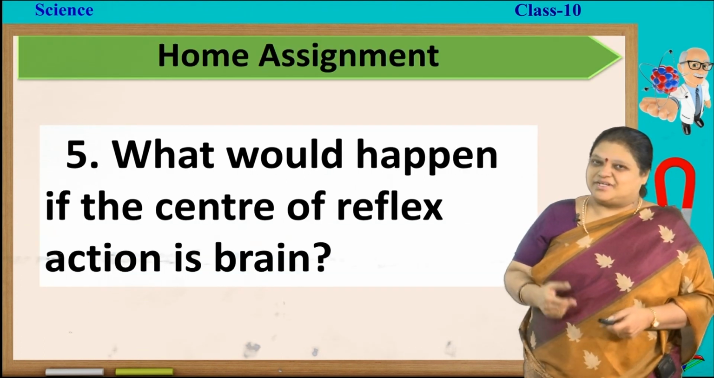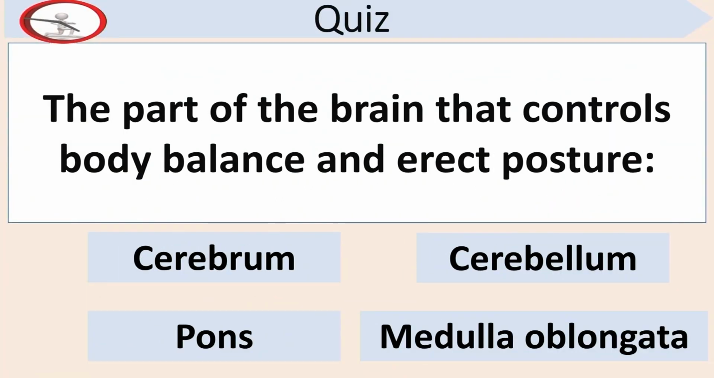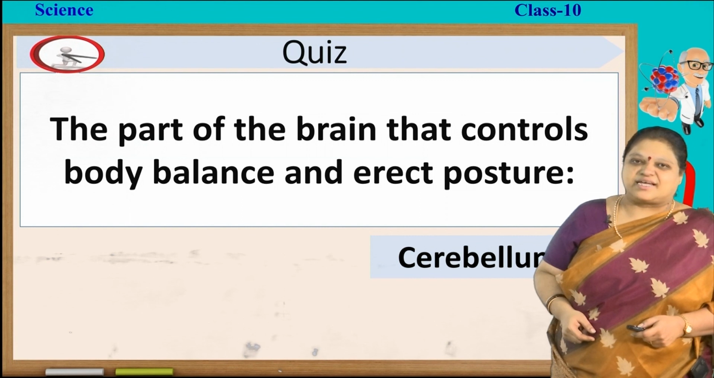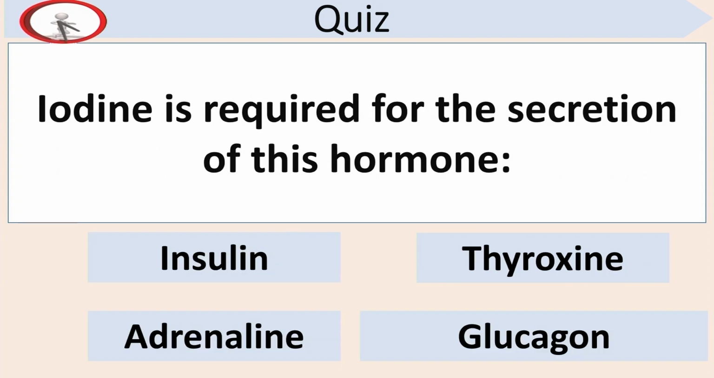So, next we will come to the quiz portion. Welcome to the quiz. The part of the brain that controls body balance and erect posture: cerebrum, cerebellum, pons, medulla oblongata. In my previous session I had given a clue for this also. Please remember and answer. Yes, the correct answer is cerebellum. "La" means leg, I had told you to remember. So, all connected to leg activities, body balance, etc. You can write. Next question.